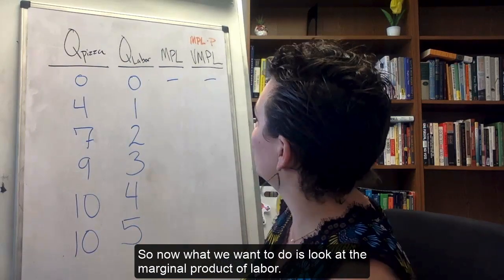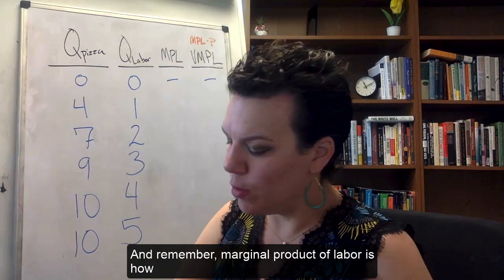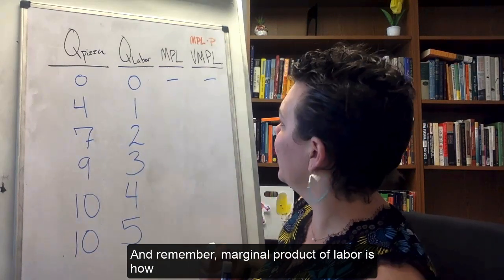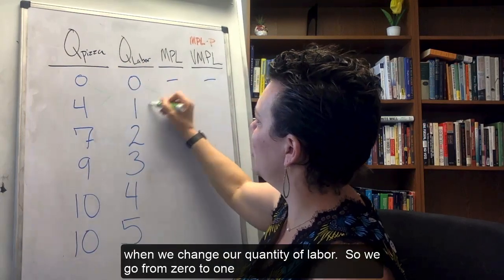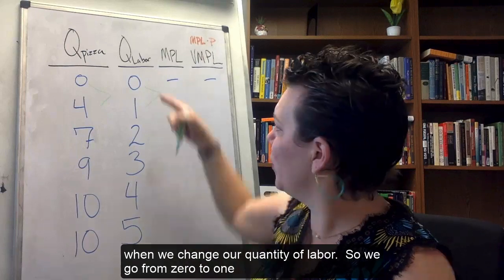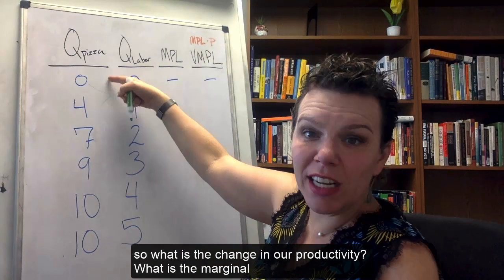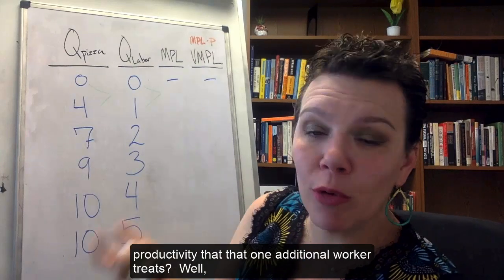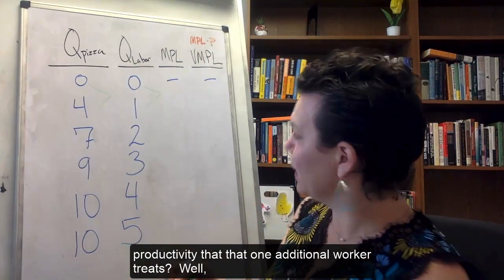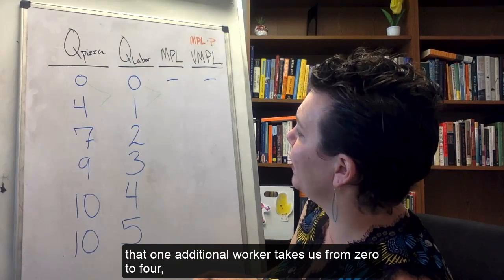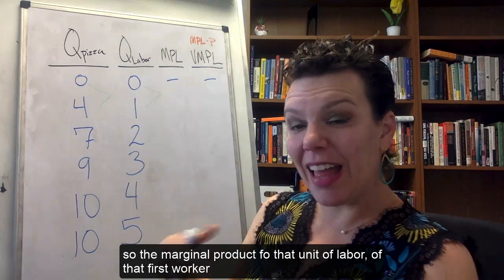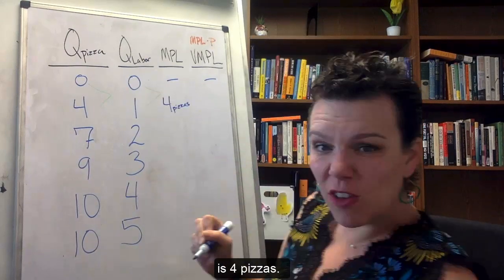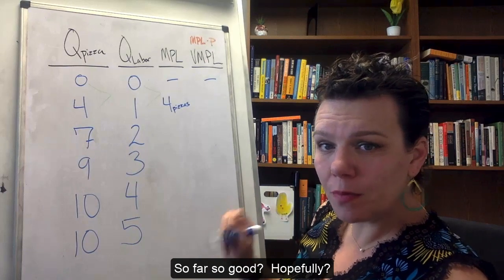Now we want to look at the marginal product of labor. Remember, marginal product of labor is how much the quantity changes when we change our quantity of labor. So we go from 0 to 1. What is the change in our productivity? What is the marginal productivity that one additional worker creates? Well, that one additional worker takes us from 0 to 4. So the marginal product of that unit of labor, that first worker, is 4 pizzas. So far, so good? Hopefully.